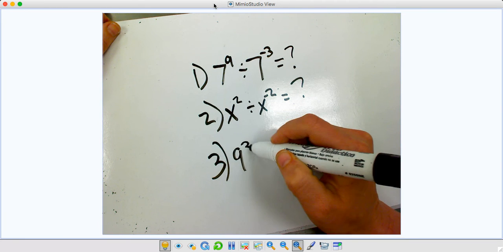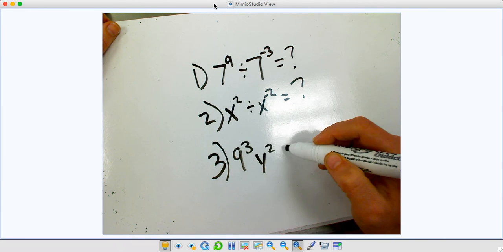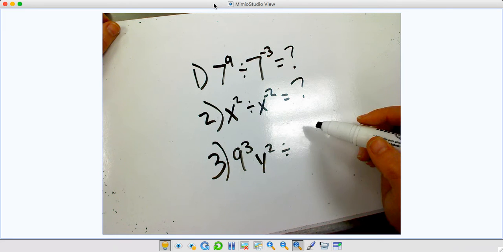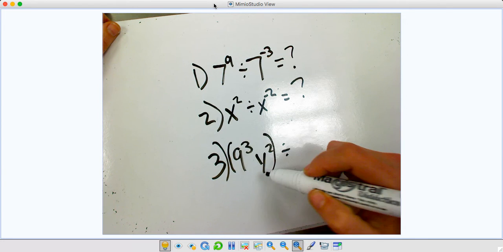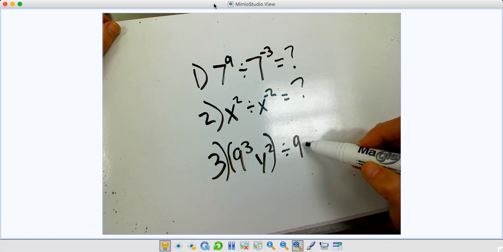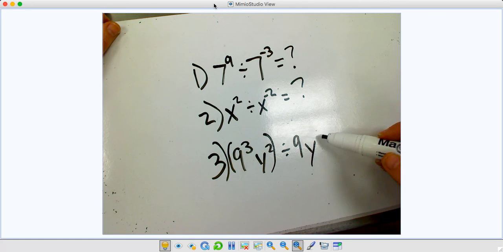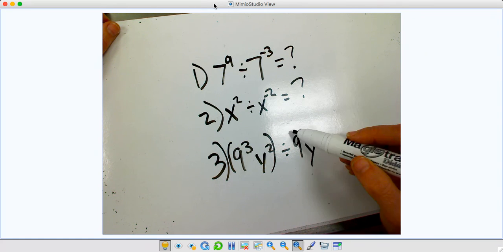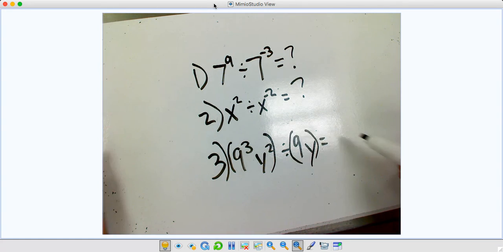9 to the 3rd power times y to the 2nd power divided by, I'm going to put these in parentheses, divided by 9 times y equals something. Okay. I'm going to give you guys 5 minutes to figure those out in groups, and then we're going to go back over them. So go ahead and stop the video, and then we'll come back.